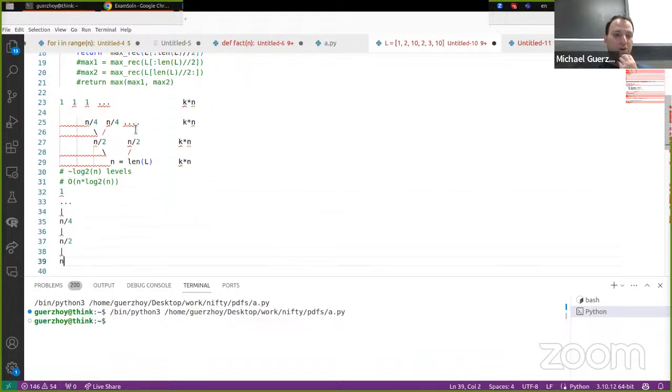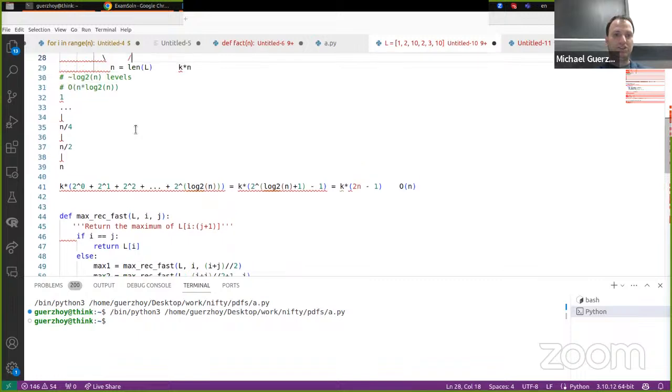That's right. Yeah. So it turns out to be all of that. And there's a complicated reason that it turns out to be O of n. It's like you're adding n plus n over 2 plus n over 4 and so on. And it turns out that this is equal to 2n approximately.